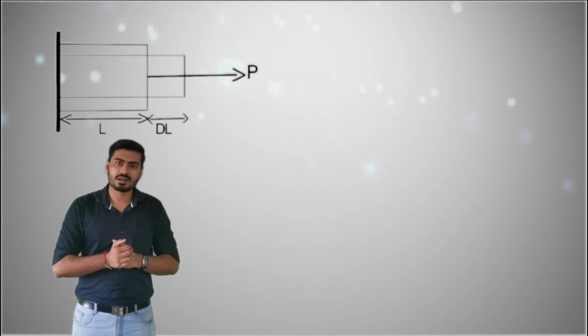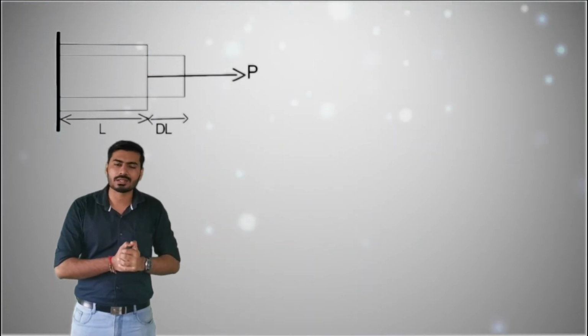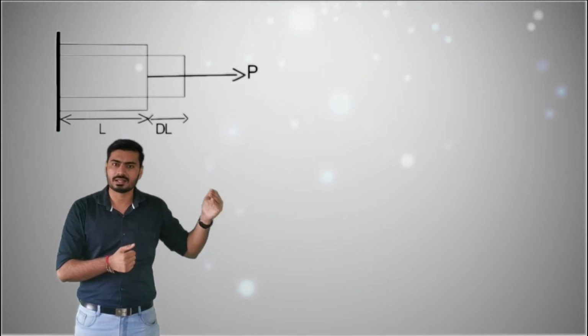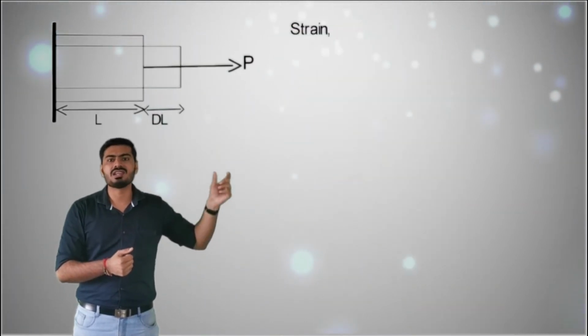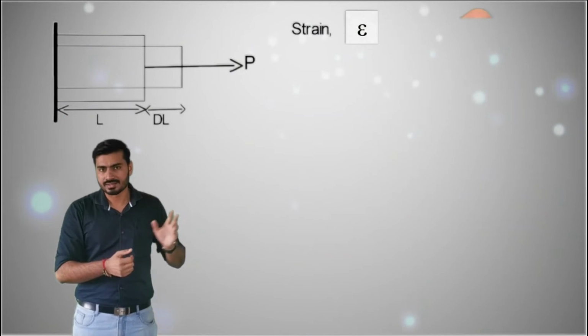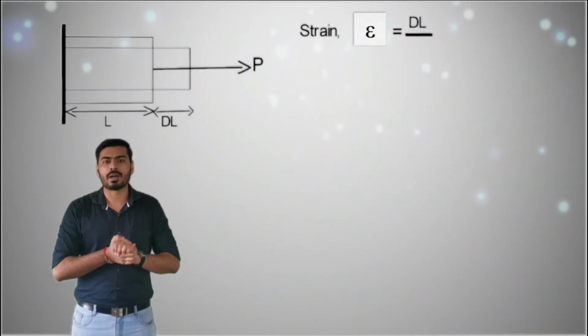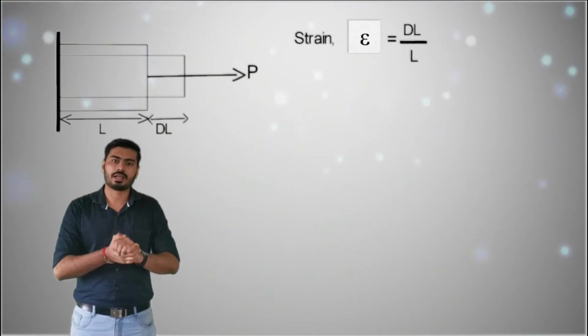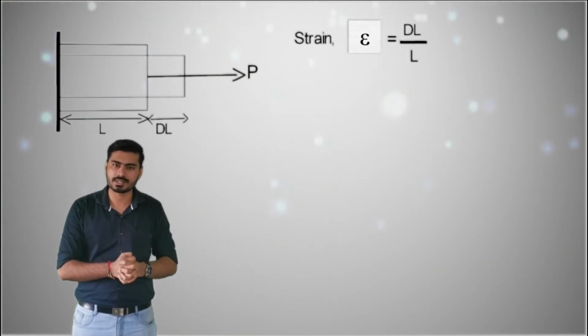Strain can be represented by epsilon, and the formula of the strain epsilon is nothing but change in length upon original length, that is epsilon equals dl upon L. That is the formula of strain. So these are the basic two parameters which we discussed in the introduction and definition while defining the stress.